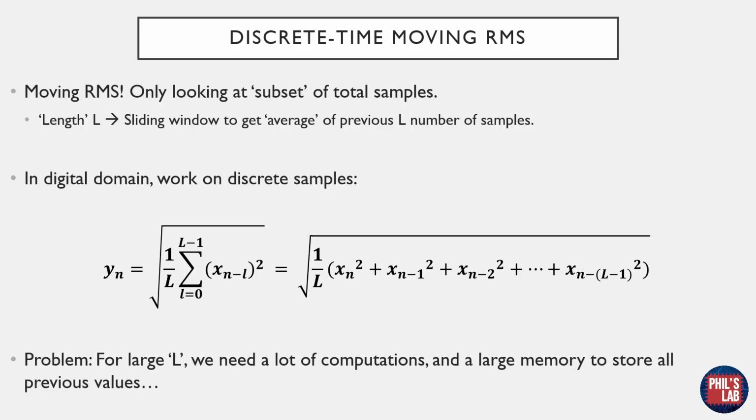One question, of course, is how do we choose L, and we'll see that more in detail later on with some simulations. One problem we might have is that for large values of L, so if we're looking at a large window, a large horizon for our moving RMS, we need to do a lot of computations. Keep in mind we have to store and remember all of these previous input samples just to compute the current value of the RMS. So we need a lot of computations, we'll probably need quite a lot of large memory and so on, and it's not very efficient.